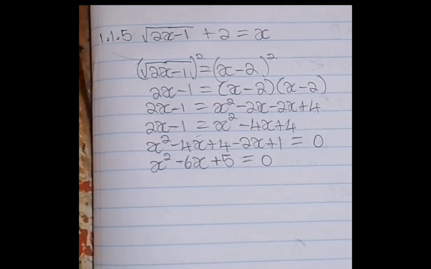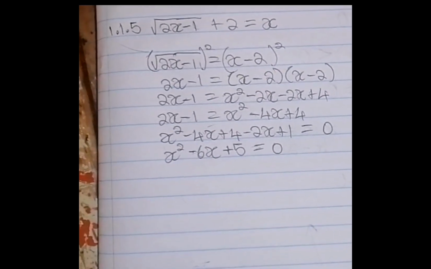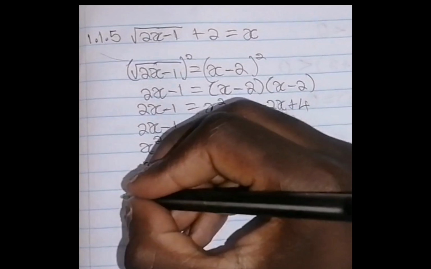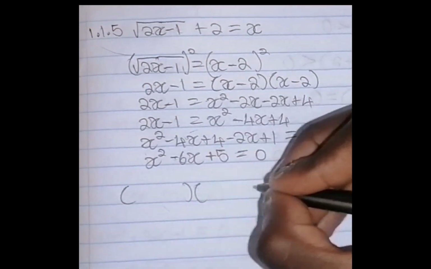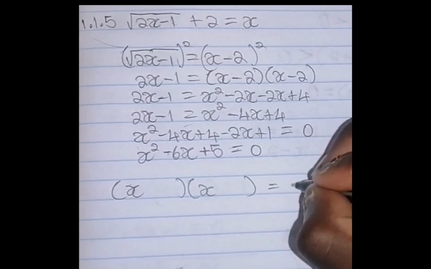Now from here you're going to factorize to get your critical values. That's the only way you can get the x values here. So you open two brackets, okay. This is x, that's x, equals 0.